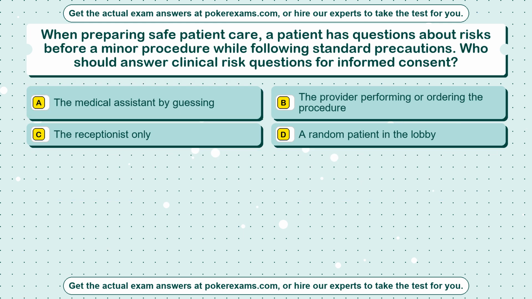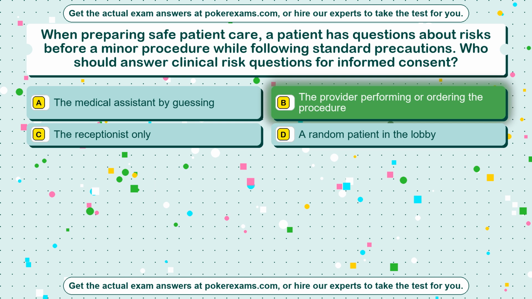Question 5. When preparing safe patient care, a patient has questions about risks before a minor procedure while following standard precautions. Who should answer clinical risk questions for informed consent? Option A. The medical assistant by guessing. Option B. The provider performing or ordering the procedure. Option C. The receptionist only. Option D. A random patient in the lobby.